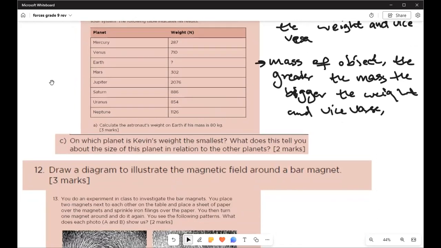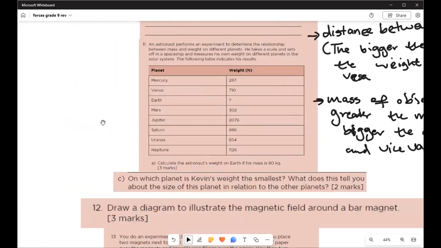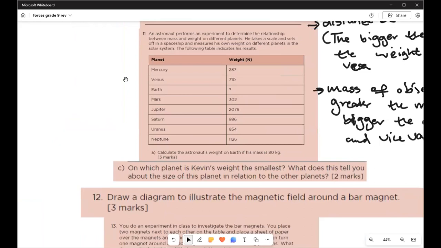On 11, they say an astronaut performs an experiment to determine the relationship between mass and weight on different planets. He takes a scale and sets off in a spaceship and measures his own weight on different planets in the solar system. The following table indicates his results. They say in A we must calculate the astronaut's weight on Earth if his mass is 80 kg.